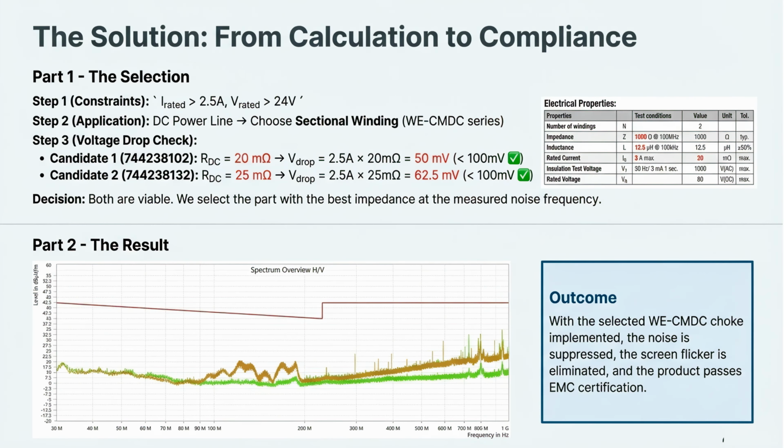Following the blueprint, we select a sectional winding choke based on the DC power line application. Two candidates are viable, meeting the current, voltage, and voltage drop constraints. The selected choke suppresses the noise, eliminating flicker, and the product passes certification.